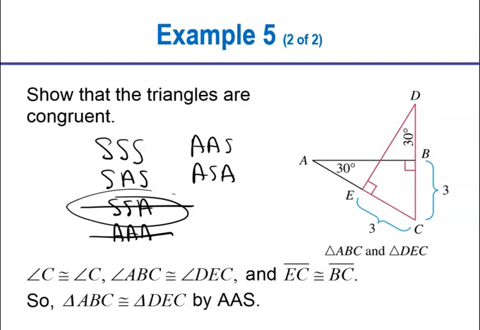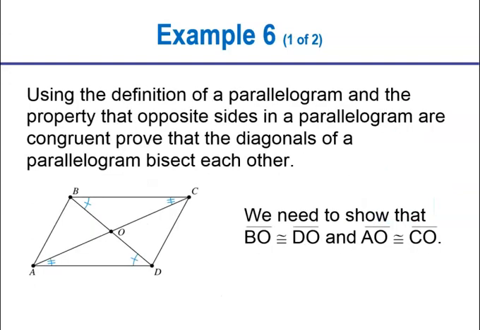All right, so let's talk about some other things. Okay, so for the next example, we're going to do a proof. Okay, so it says using the definition of a parallelogram and the property that opposite sides in a parallelogram are congruent, we're supposed to prove that the diagonals of a parallelogram bisect each other. And that's going to end up on a list of things we know about parallelograms. But hang tight, let's back up a little bit. Using the definition of a parallelogram. What's the definition of a parallelogram?